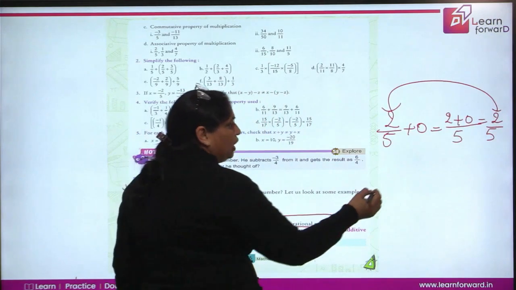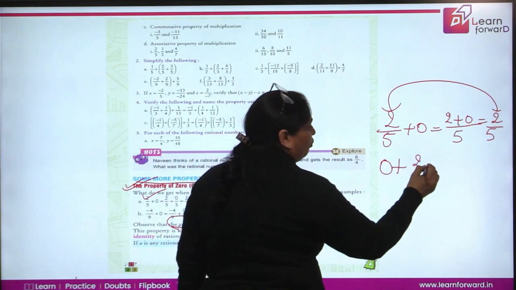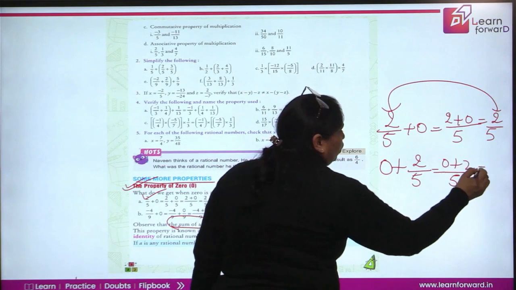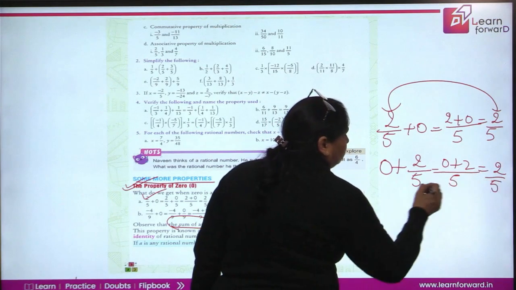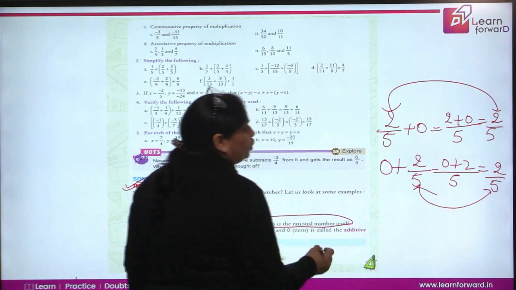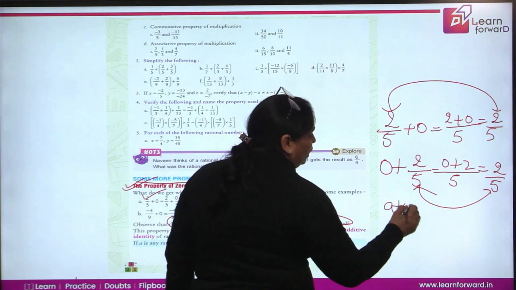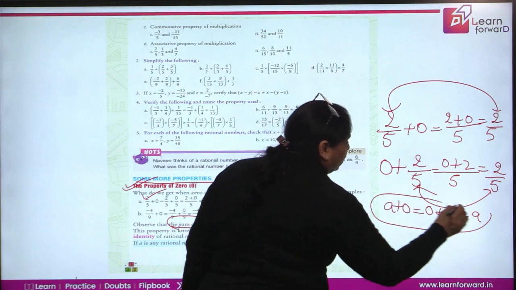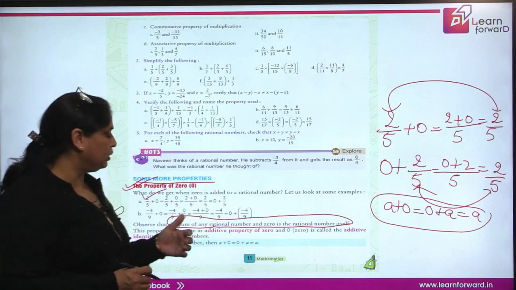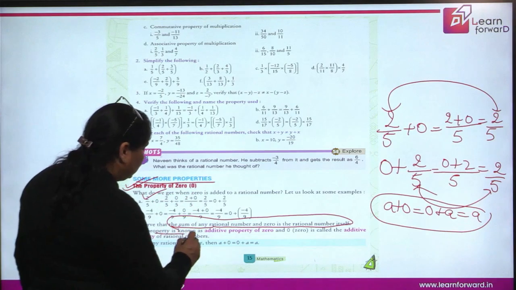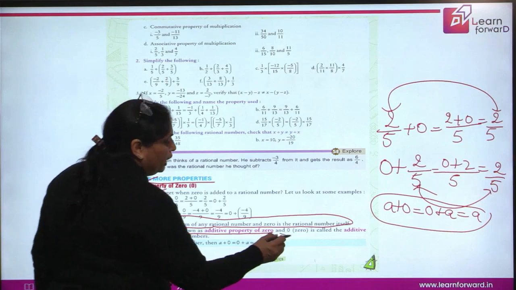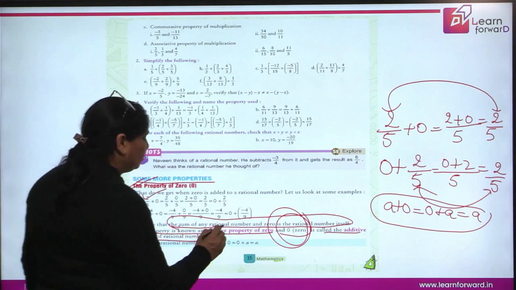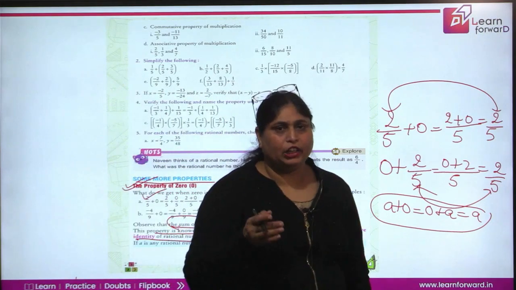For the second case, I am getting 0 plus 2 upon 5, and the LCM is again 5, 0 plus 2. This is always the rational number itself. So we have a plus 0 is equal to 0 plus a, and that is a only. This is what the property of 0 gives, and this property is known as the additive property of 0, and 0 is called the additive identity of rational numbers.